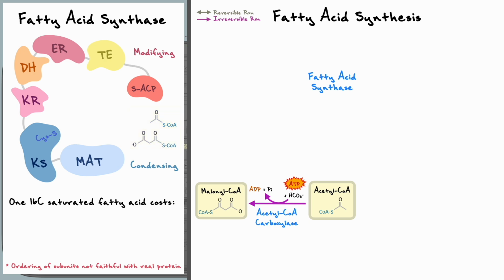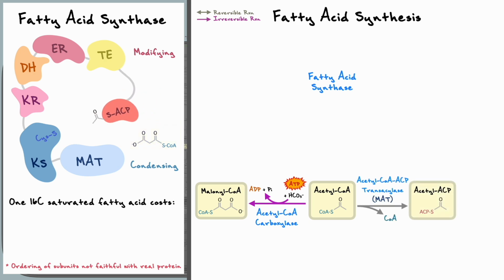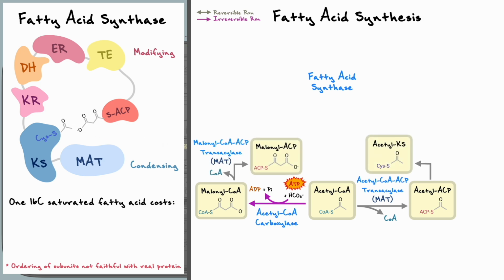The process begins in the condensing domain where MAT catalyzes the binding of acetyl-CoA to ACP. As such, this removes the CoA and now we have acetyl-ACP. Then, the subunits MAT and Ks work together to swap out the acetyl group with malonyl-CoA, and that places acetyl on the cysteine of the Ks subunit. The more scientific name for MAT, as you can see on the right, is malonyl-CoA or acetyl-CoA ACP transacylase, depending on the action it performs. Now, at this stage, we have one malonyl on ACP and one acetyl on Ks.